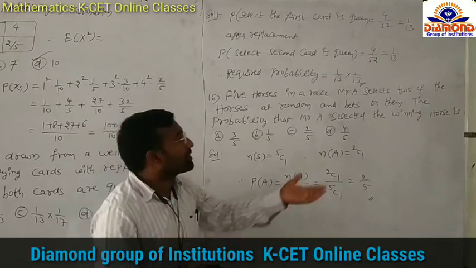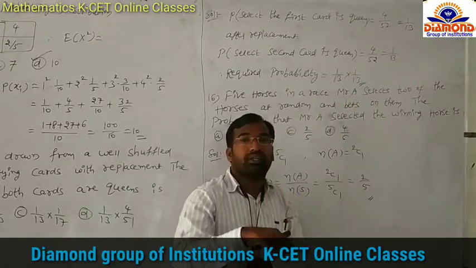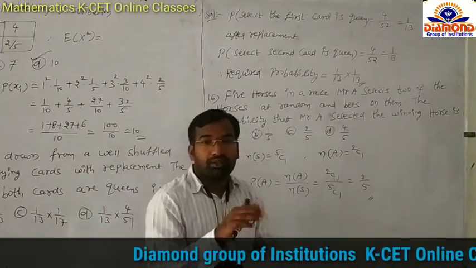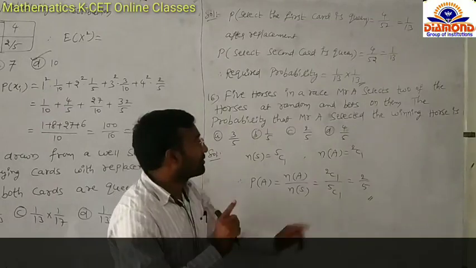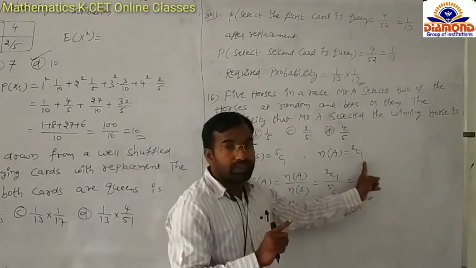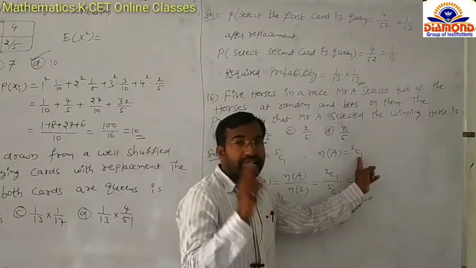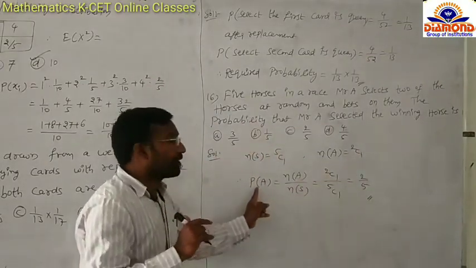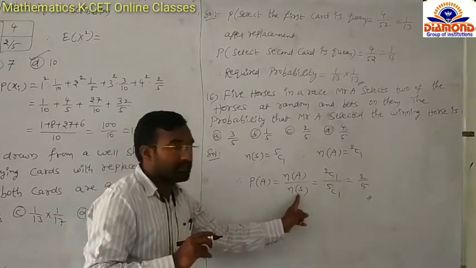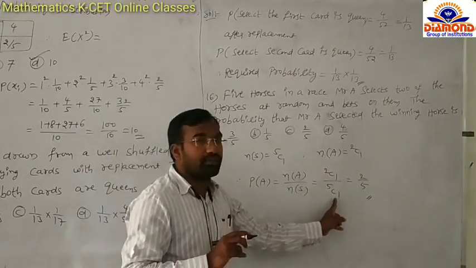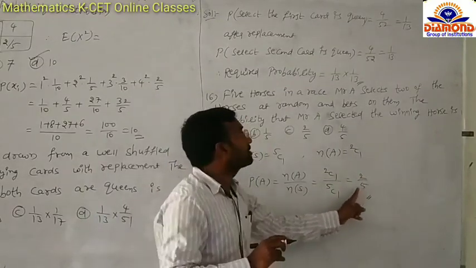Next, Mr. A is selecting 2 horses. Out of the 2 horses only one horse is winning the race. That's why N of A equal to 2C1. So the required probability P of A equal to N of A by N of S, equal to 2C1 by 5C1. 2C1 is nothing but 2, 5C1 is nothing but 5. So the answer is 2 by 5.